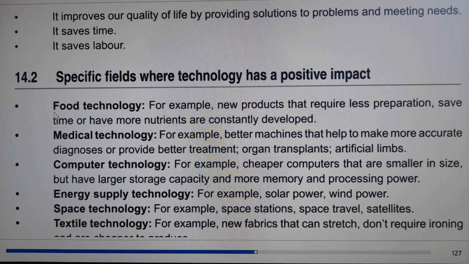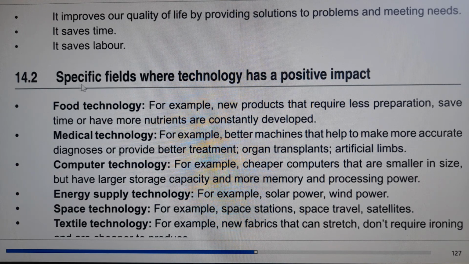Okay, so technology has a positive impact. Number one, in food technology. For example, new products that require less preparation, save time, or have more nutrients are constantly developed. Like your 3 minutes noodle, it requires less preparation, it saves time, and still you get the nutrients. So technology has positive impact in food technology.